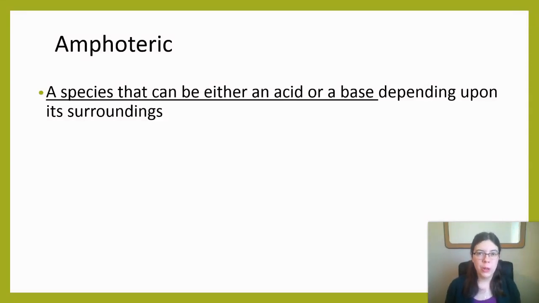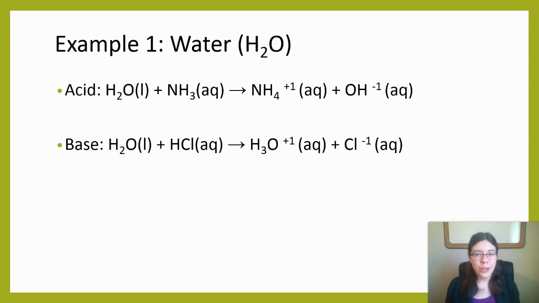Okay, so the first term is amphoteric. Amphoteric refers to a species, so some kind of chemical, that can either be an acid or a base. And whether it's an acid or a base depends upon its surroundings, so kind of how it interacts with its environment. So our first example of an amphoteric substance is water. Water can either act as an acid or a base depending upon what it is mixed with. So in our first example here, water, H2O, is mixed with ammonia. Now ammonia is always going to be a base, so the water is going to act like an acid.